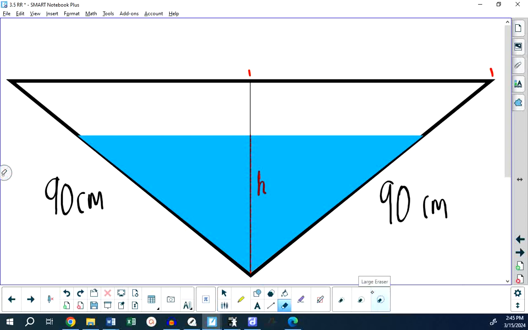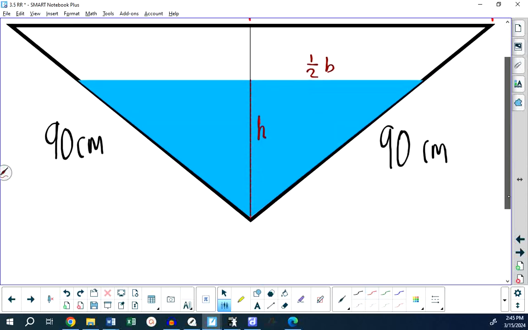What we can do instead is recognize that this is 1/2 of the base of the water. And this angle is 50 degrees. So what's the relationship between the base and the height? Tangent of 50 degrees equals 1/2 the base over the height. Opposite over adjacent.